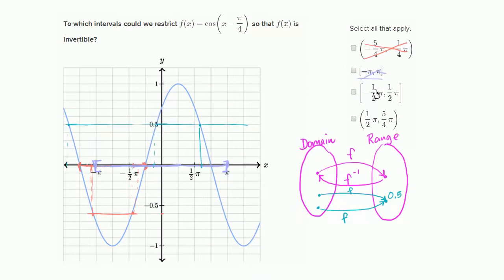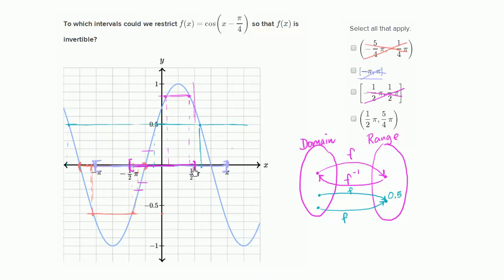Now, negative 1/2 pi to positive 1/2 pi. This one is interesting. If I apply a horizontal line right over here, I do intersect the function twice. So I have two members of this domain mapping to the same element of the range. So I could rule that one out as well. And I'm left with one last choice. I'm hoping this one will work out.